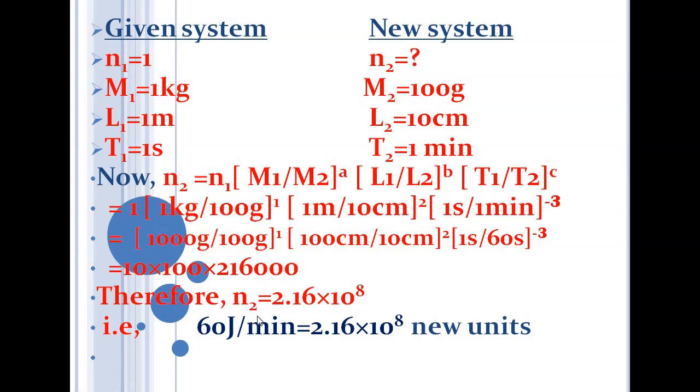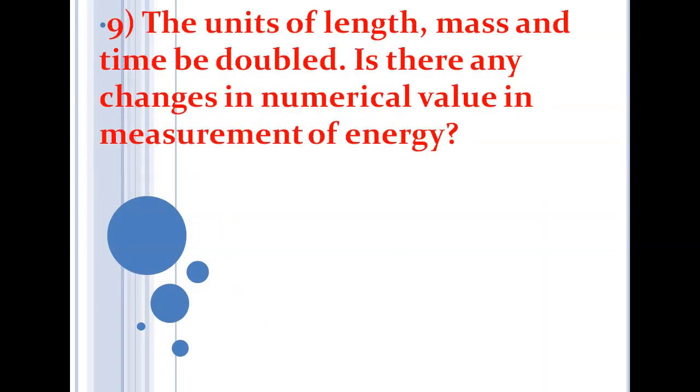Simply n2 equals 2.16 into 10 power 8, and we can conclude that 1 joule per second, or that is 60 joule per minute, equals 2.16 into 10 power 8 new units. The new system of unit is not mentioned, so just call them new units. In this way we can convert from one system of unit to another system of unit for a given physical quantity. Now let's begin the next problem.